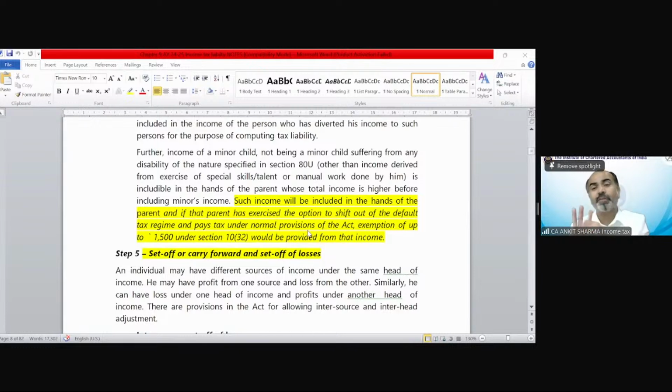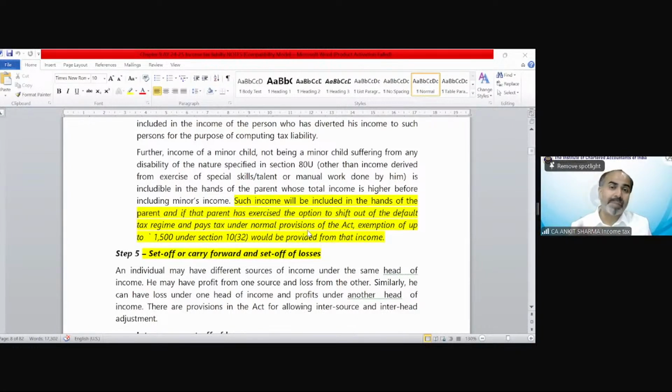There are 3 categories of losses under the PGBP head having different provisions for set off and carry forward, because speculative losses cannot be set off against any other income except speculative gain. Same in case of section 35AD, but other business income can be set off. So technically we have 3 types of loss provisions under PGBP.